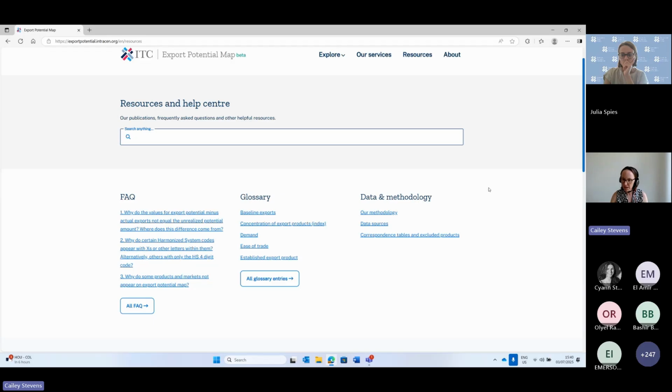We also have this data and methodology section. If you click on our methodology, it will take you to our underlying methodology paper. And we also have data sources and correspondence tables, which I will talk about now.